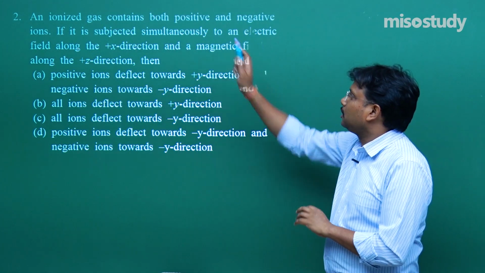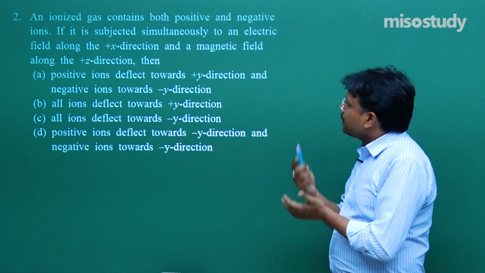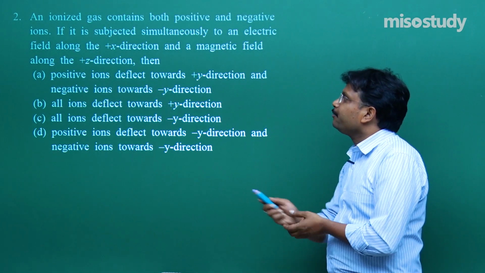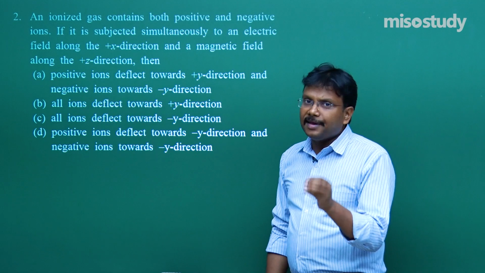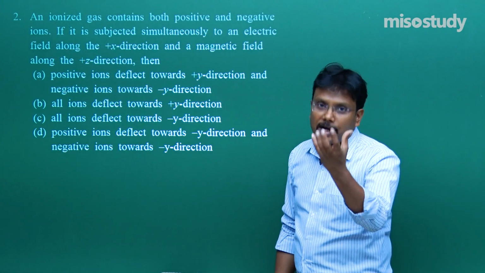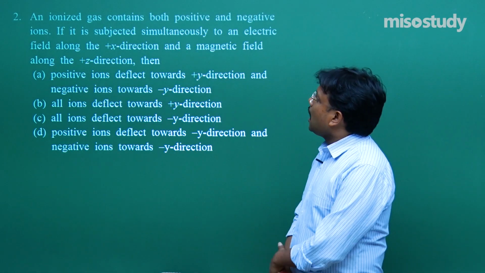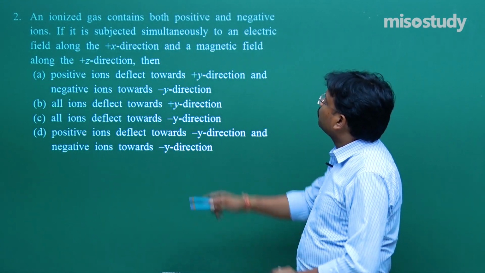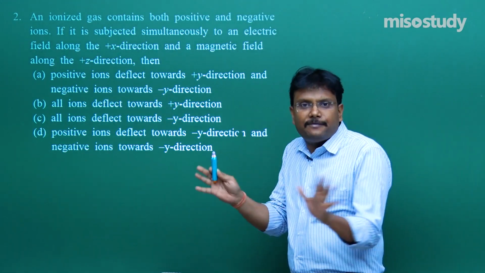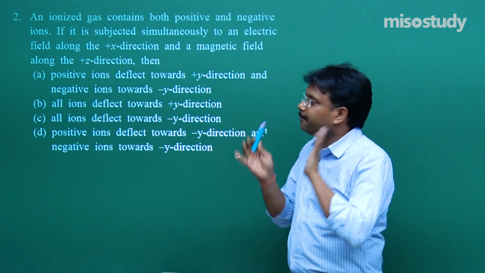Initially, I was not in the mood to mention this term, but I thought it is better to mention it. Ionized gas itself means an assembly of positive and negative charges, but I mentioned it. An ionized gas contains both positive and negative ions. Fine. So, I hope this line itself is self-explanatory.